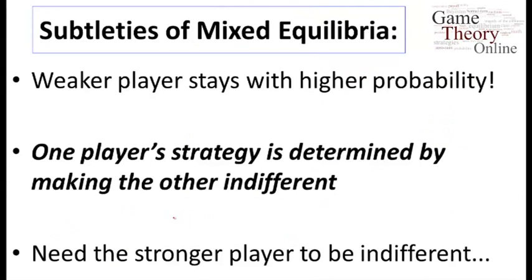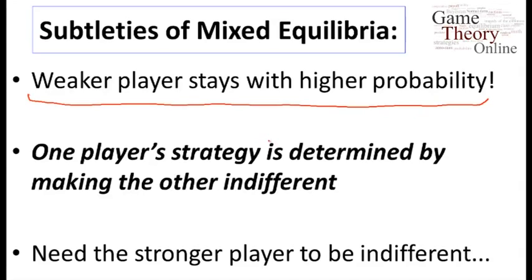Right? So in terms of the subtleties of mixed strategy Nash equilibria, when we look at these comparative statics, what we did is we made the row player have a higher payoff to staying when the column player leaves, and yet it's the weaker player, the one that's getting a lower profit, who ends up staying with higher probability. So making the row player stronger means that the column player ends up staying with higher probability in order to make the row player indifferent.